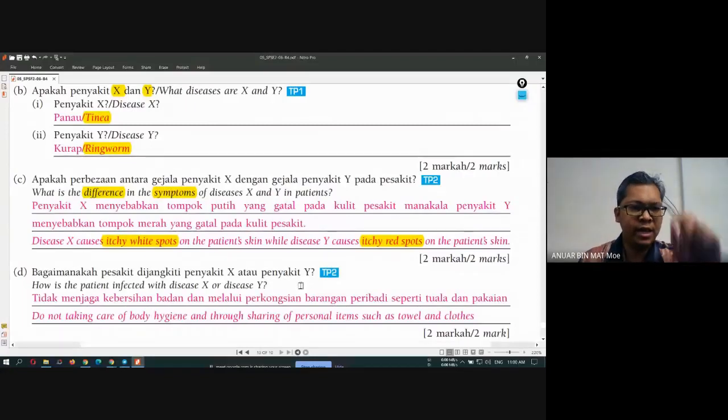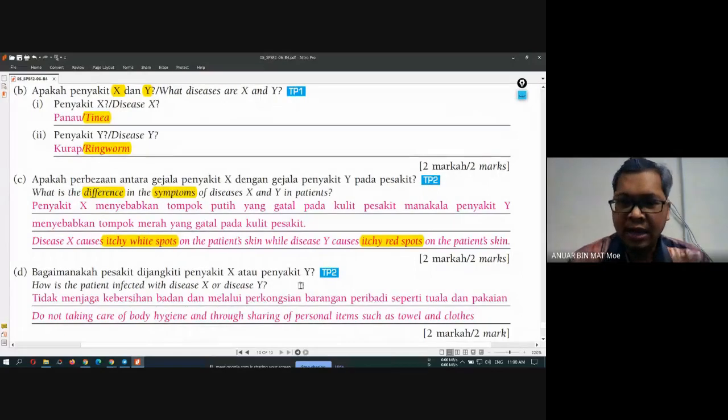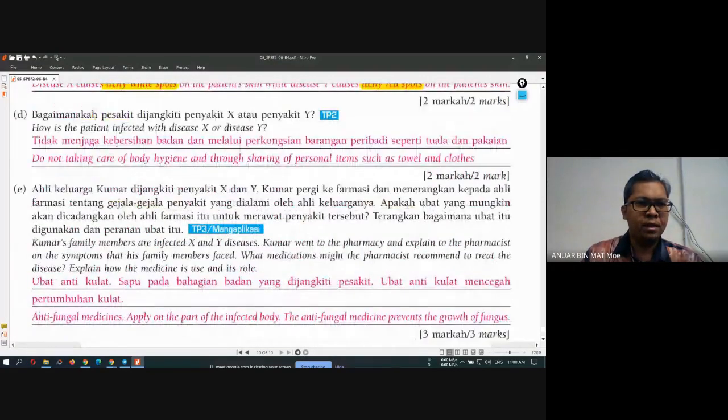Okay. Disease X, itchy white spot. Disease Y, itchy red skin. That's all. Try to answer it as simply as possible, without writing longer sentences, because I just need to look out for your keywords later on. Can you understand the difference? So we have two differences, so you will get 2 marks. All right. Okay, next one, 2D.